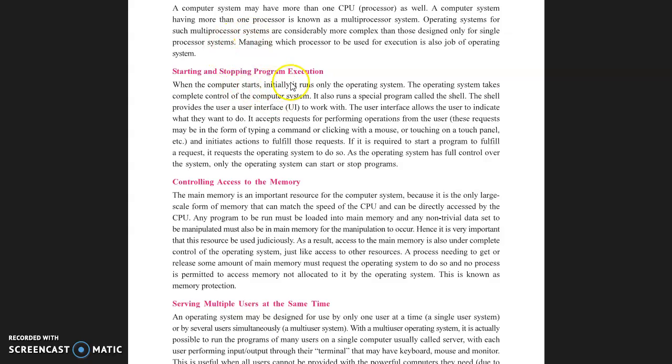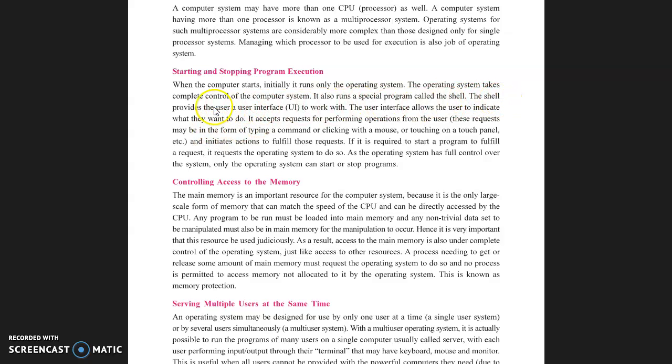Now, starting and stopping program execution: the start and stop of the program which we want to run is controlled by the operating system. When the computer starts, initially it runs only the operating system. The operating system takes complete control of the computer system. It also runs a special program called the shell. Underline this line: the shell provides the user a user interface. The UI means where we want to work. The user interface allows the user to indicate what they want to do.